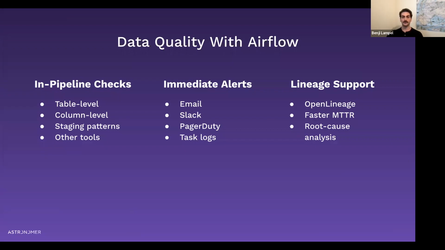And now why we want to do data quality with Airflow in particular? Well, we have a few advantages when we do it with Airflow. We get in-pipeline checks. That means we can check at the table level, columns. We can use different staging patterns, and we can bring in other tools to allow our pipelines to make sure that there is data quality at the degree that we want it at. And if something fails, we get immediate alerts. And with Airflow, we can alert in various different ways, including email, Slack, and PagerDuty, or checking directly in our task logs. Finally, data quality with Airflow gives us strong lineage support through OpenLineage, which increases our mean time to resolution and allows us to do some root cause analysis.